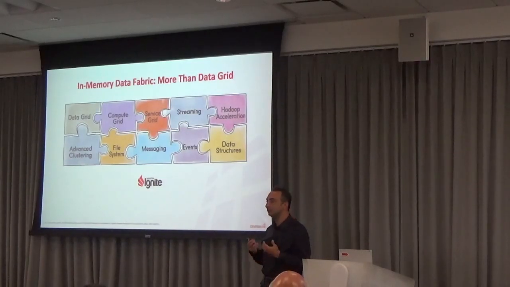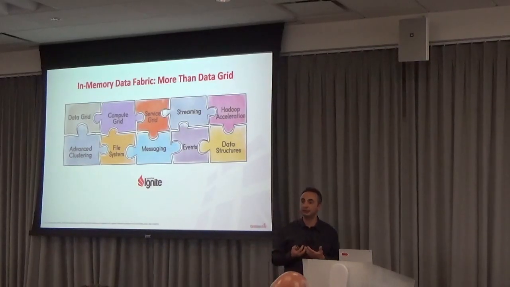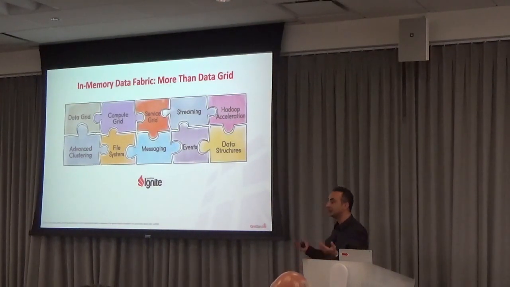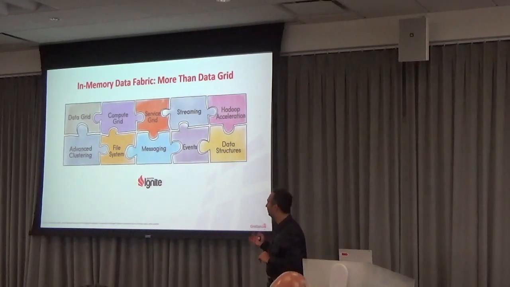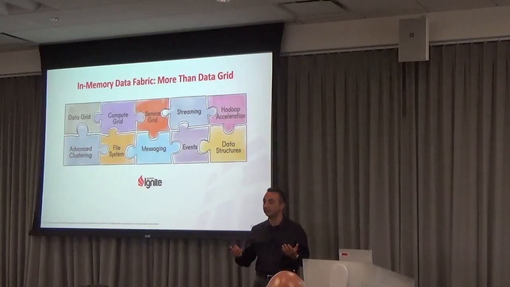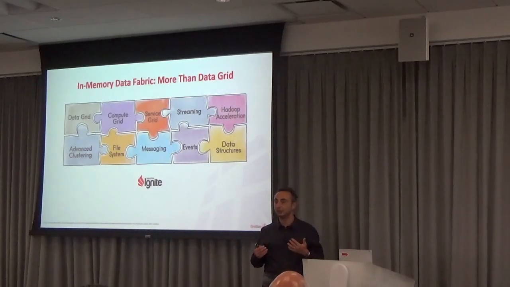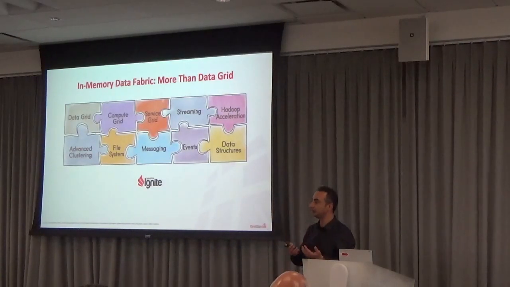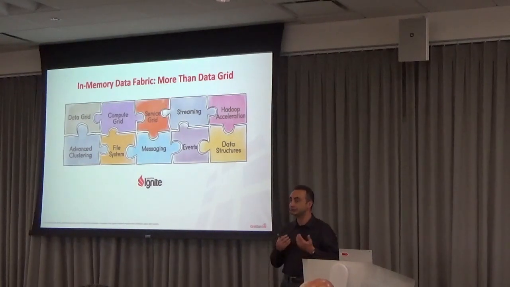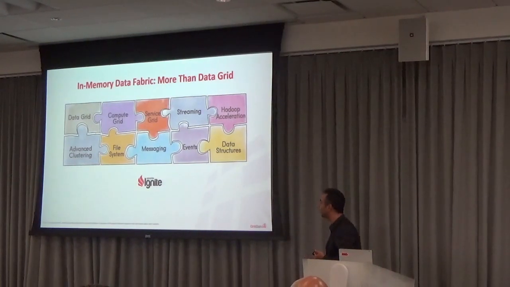So DataGrid is the backbone of the data storage, of data distribution within Apache Ignite. Most other components are integrated with the DataGrid or based on top of DataGrid. So compute, service, streaming are all integrated with DataGrid in a way that they will always collocate computations and streaming and services within nodes where the data is stored.